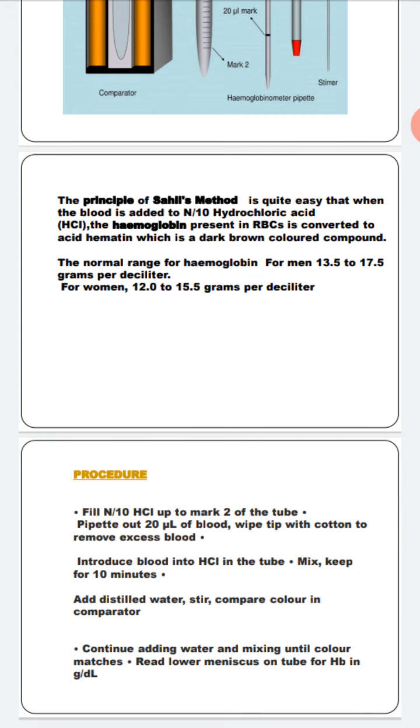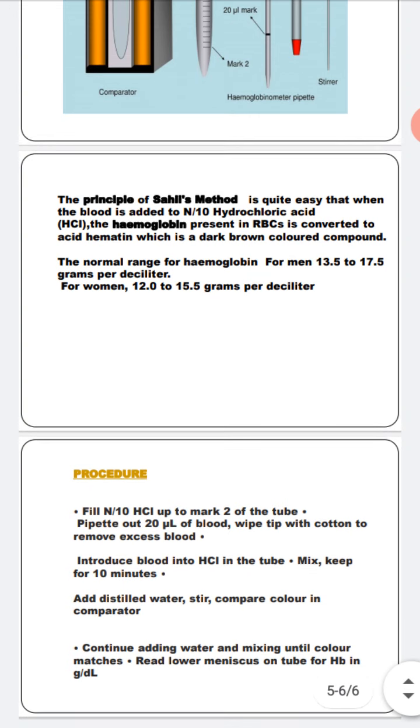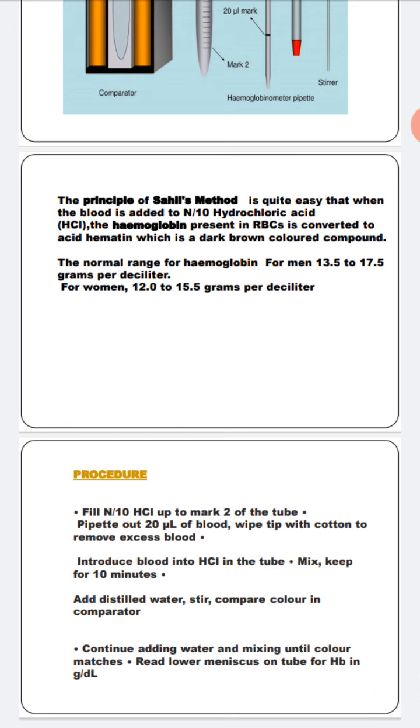So summarizing it again, in the apparatus, as you have seen, in the tube we fill N/10 HCl up to the mark 2. Then with the help of the pipette up to the mark 20 ml, you suck the blood. You put it in the tube and then stir it, leave it for 10 minutes, and after that drop by drop you add distilled water till the color matches the comparators, and then this is the final reading of hemoglobin. So in this way we are going to do it.